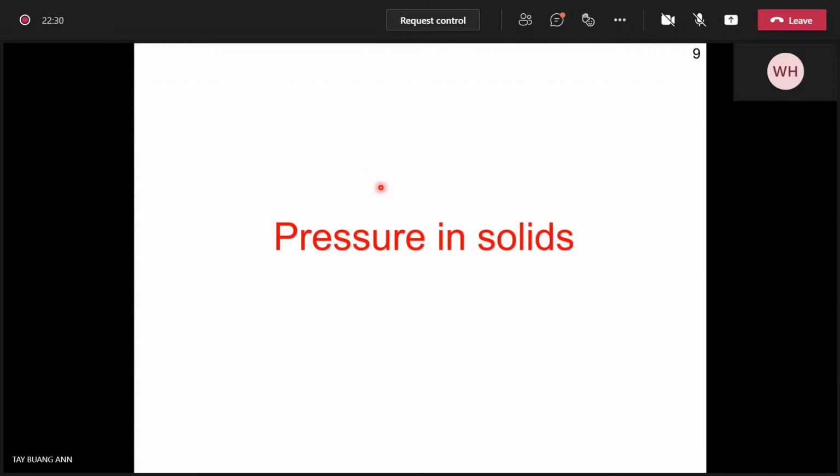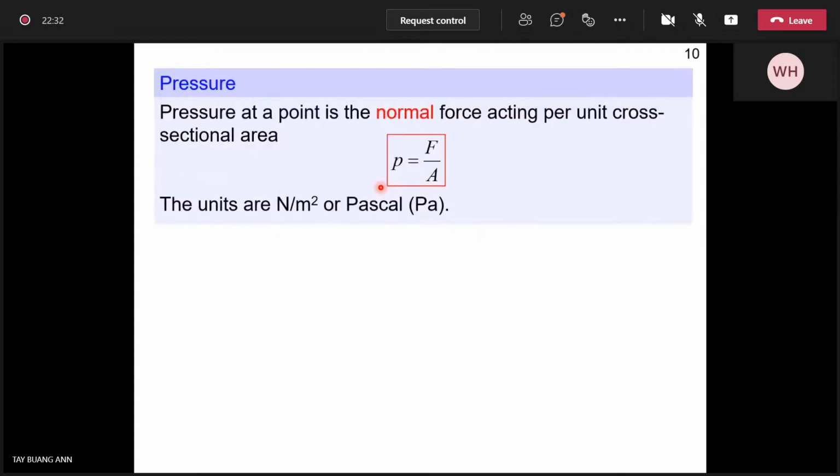So let us now look at pressure in solids. This is the definition of pressure. We look at the normal force acting per unit across an area. Right. So actually, pressure is the average force over some area, average force. Why do we need this idea of the average?